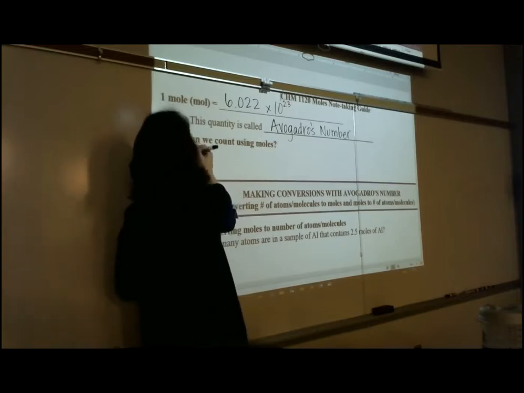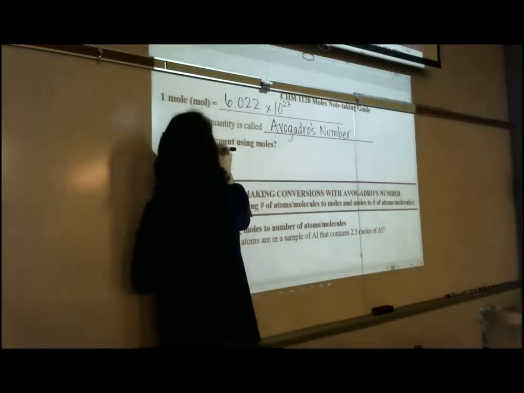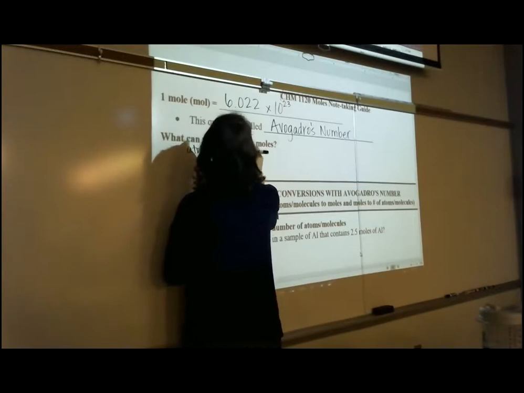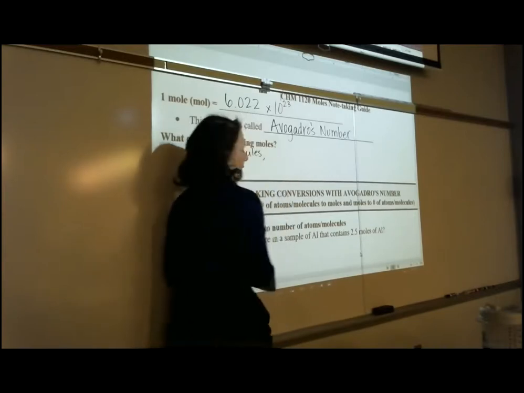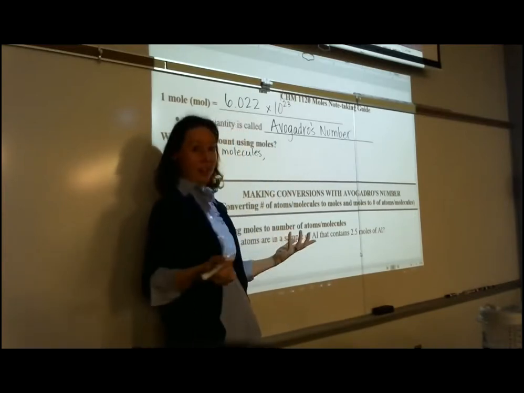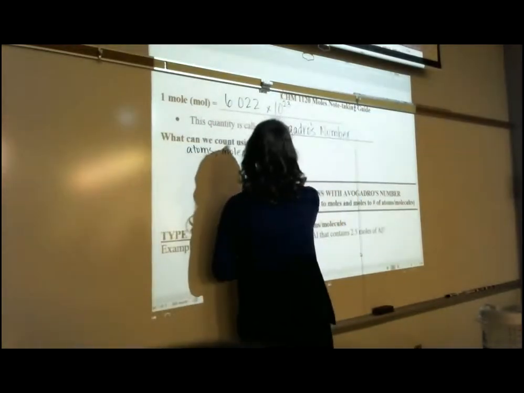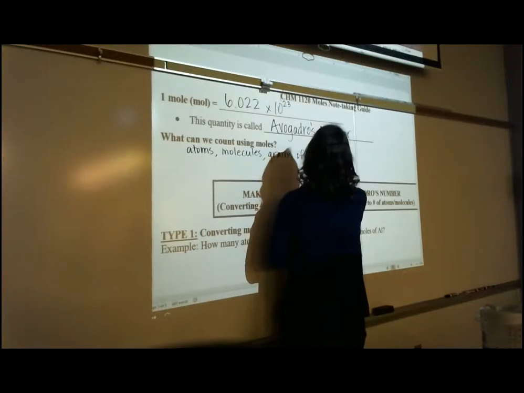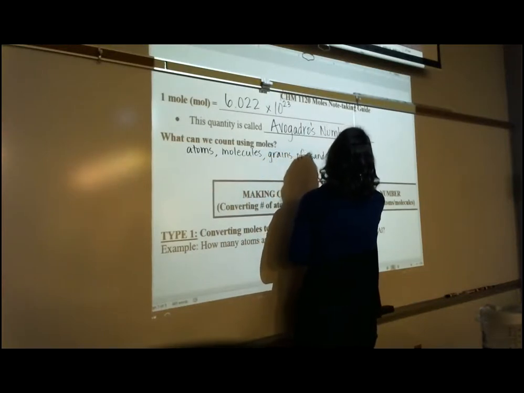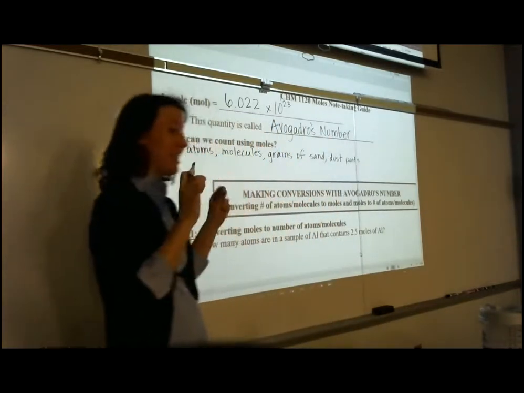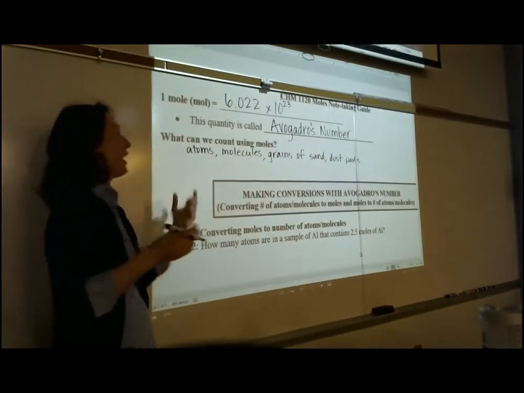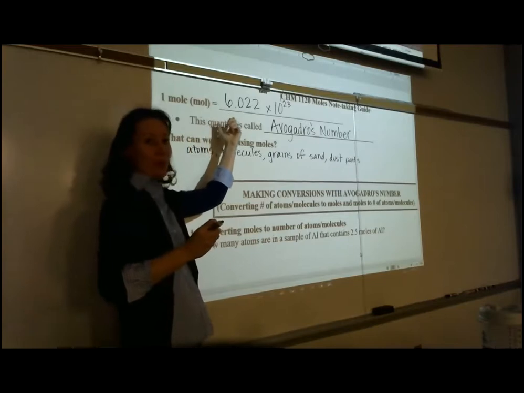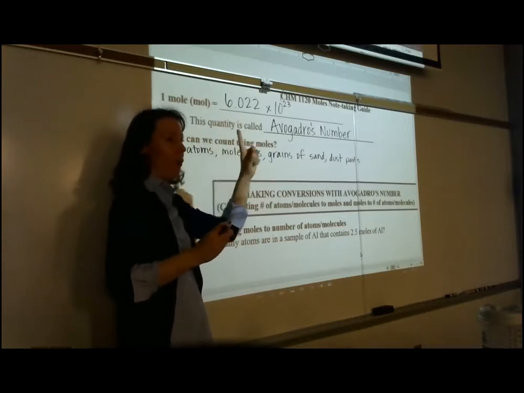Atoms, molecules, right? What are some other things? Grains of sand on the seashore, right? Dust particles. Why do we want to pick really, really tiny things? Because you have to have 6.022 times 10 to the 23rd of them just to have 1 mole.